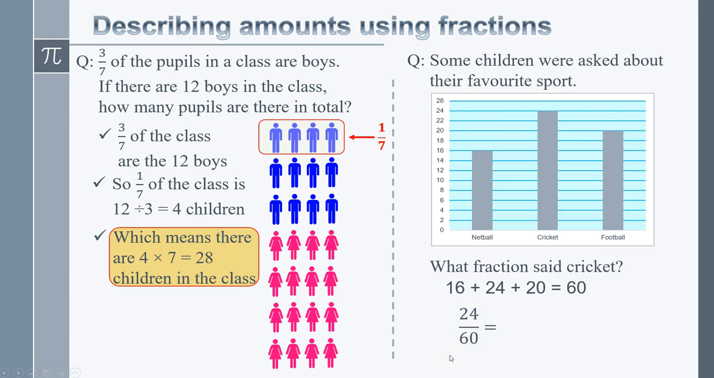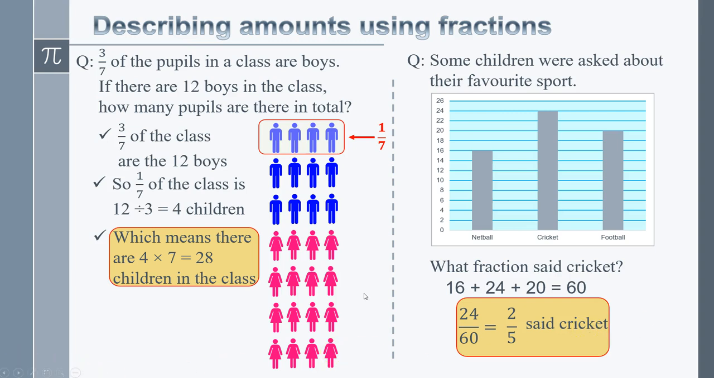And again, similar to the last slide, we can do a bit of dividing, and what we need to look for is a number that will divide into both of those. I'm just going to jump straight to the biggest number I can think of that will divide into 24 and into 60, which is 12. So I'm going to do a divide by 12 on the top and bottom. Divide by 12, I get 2, divide by 12, I get 5, so that's 2/5 of the children said that cricket was their favourite sport.